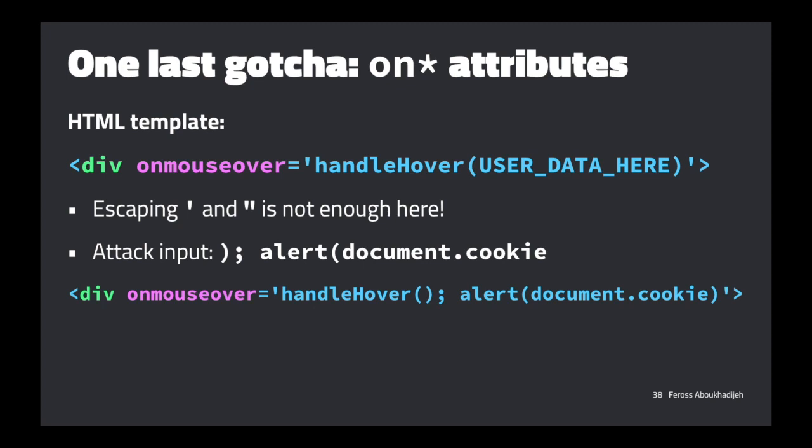If we just escaped the quote and double quote, sure, they're not going to be able to end the quote and add additional attributes to this div tag, but they're totally going to be able to end our function early. Say they ended our function early and then wrote their own function. Well, this is what's going to happen. It's going to produce basically 2 functions that are going to run on mouse over. Does that make sense? So yeah, all these things are really clever.